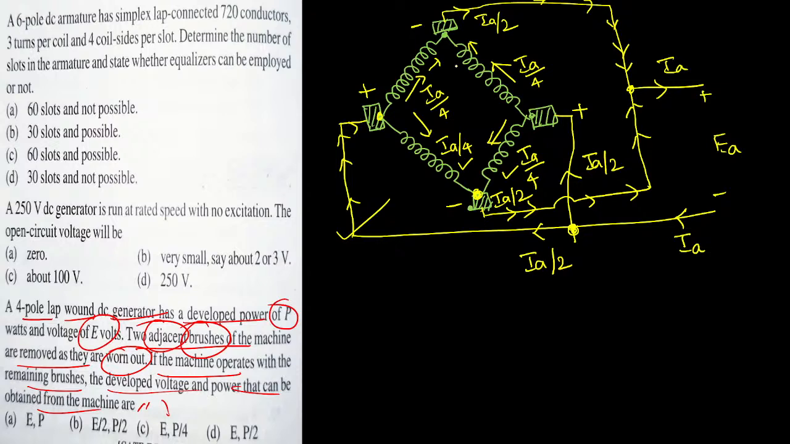Now see there, this is armature winding. In this winding only voltage will be induced. This induced voltage will be fixed in the coil. We cannot change that. But current flow will be changed. Initially it is IA by 4. Now what they told is two adjacent brushes will be removed. I am just giving the clue now. Let us remove these two brushes.